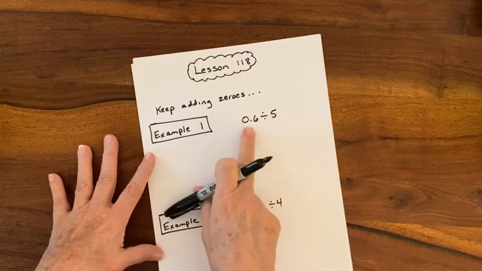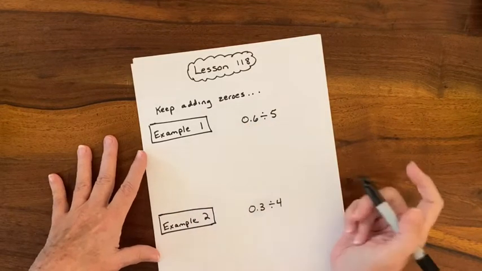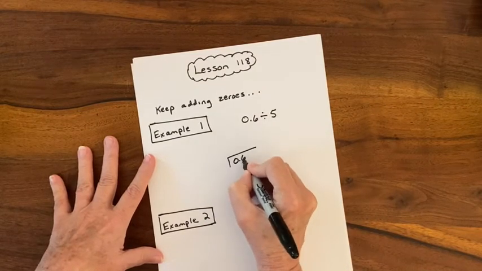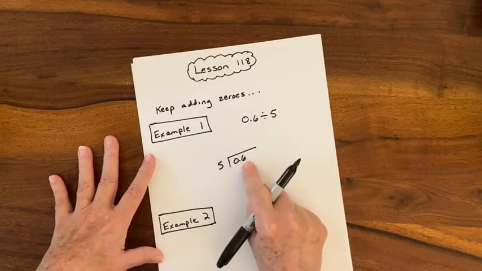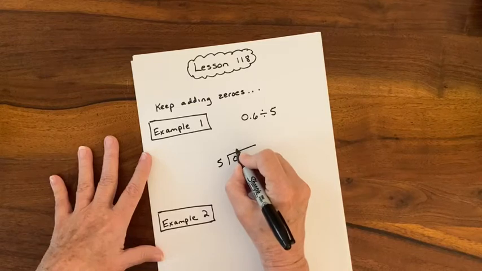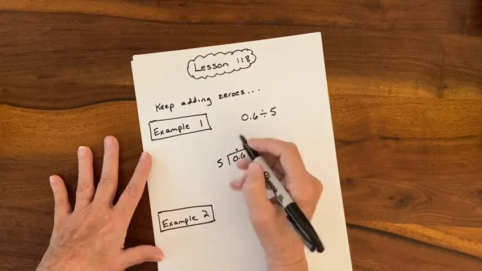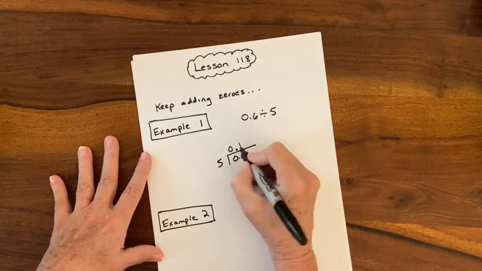So this is 6/10 divided by 5. So which number goes in the box? The first number. Just like that. So that's your dividend, that's your divisor. Okay, so I've got this. First thing I do, move my decimal up, keep everything lined up. Will 5 go into 0? No. Will 5 go into 6? Yes, 1.